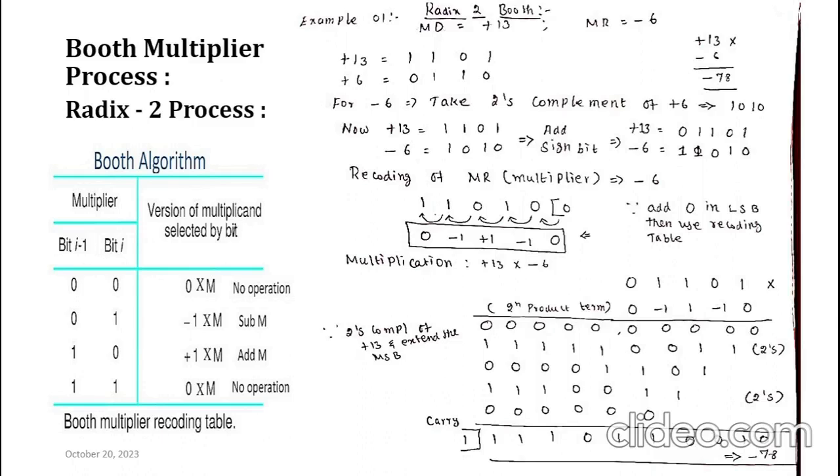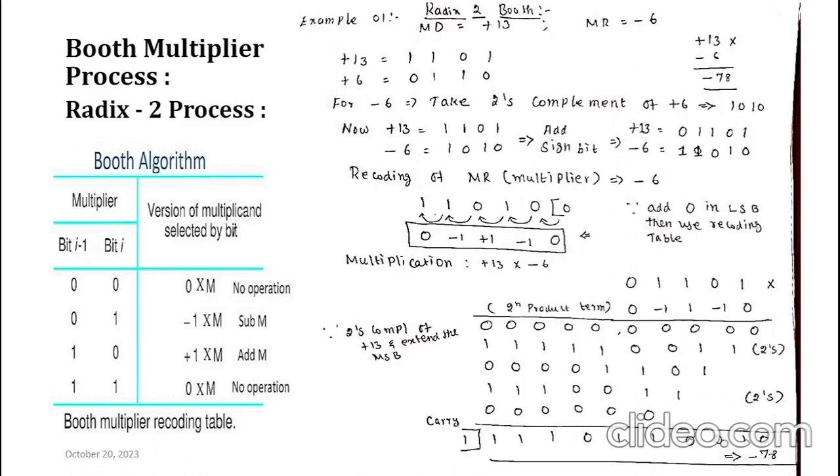Okay, so that we already discussed in the introduction itself. Now we are going to take an example, where the multiplicand value is +13 and the multiplier value is -6. Before entering the binary multiplication, let's do the multiplication from a decimal point of view: +13 times -6 is equal to -78.